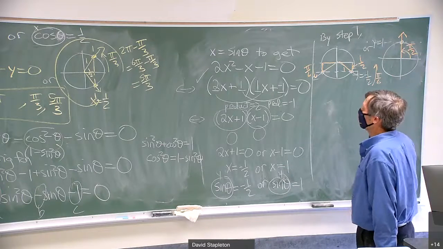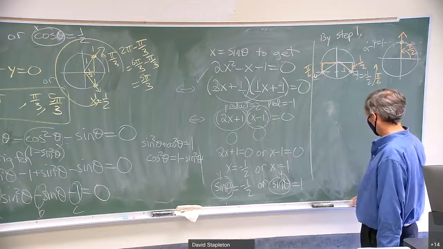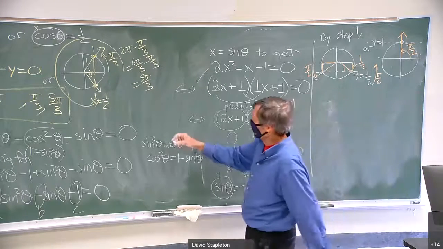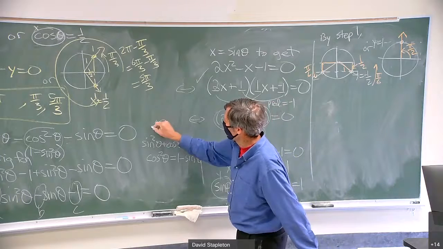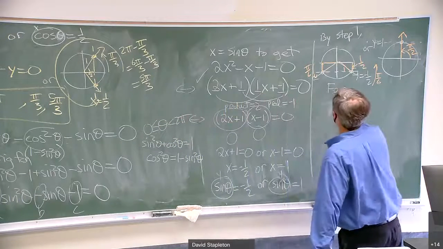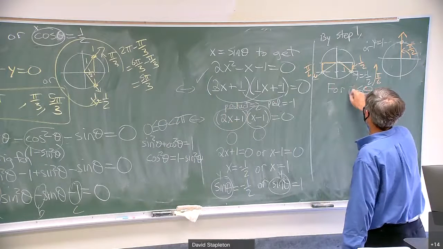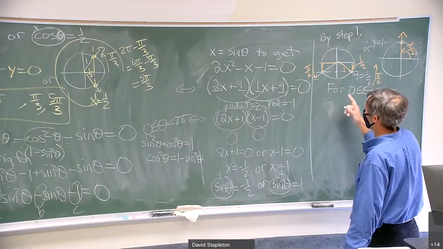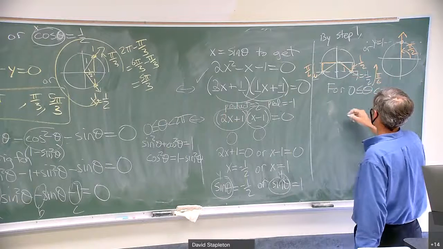Evidently, I should have put this at the beginning of the problem. I think it's in the instructions: theta between 0 and 2 pi. For theta between 0 and 2 pi, I have exactly 3 answers now. If I want all angles theta, I have to add 2k pi to each of these.